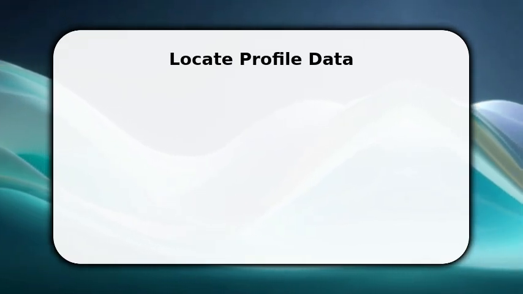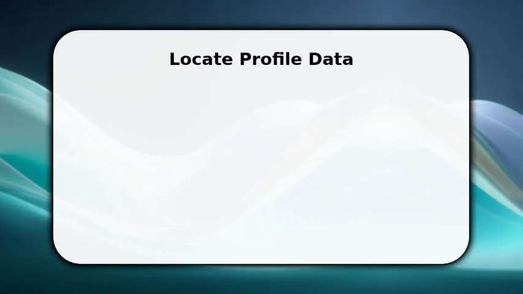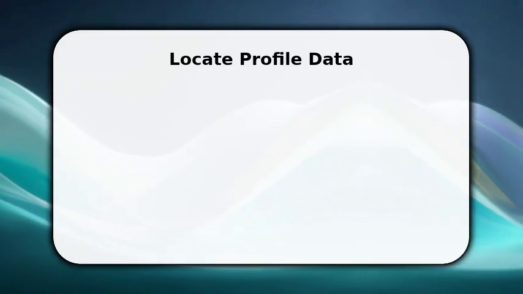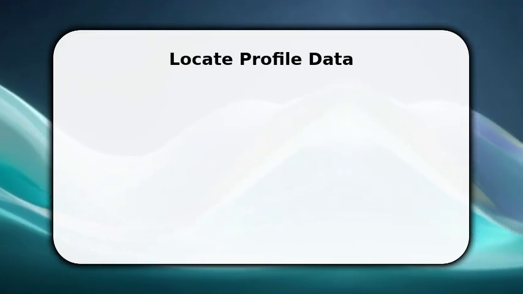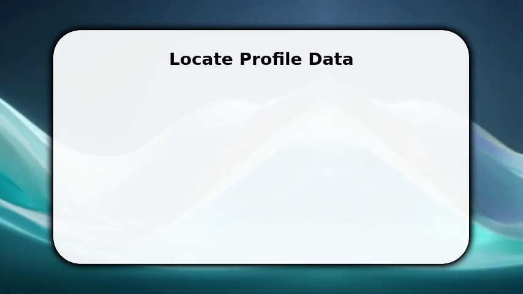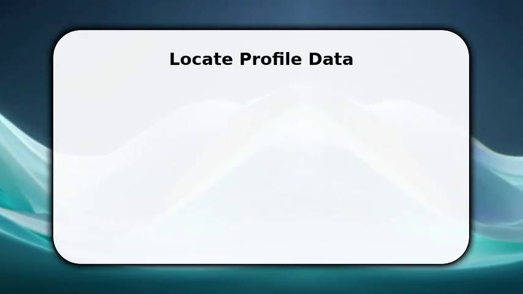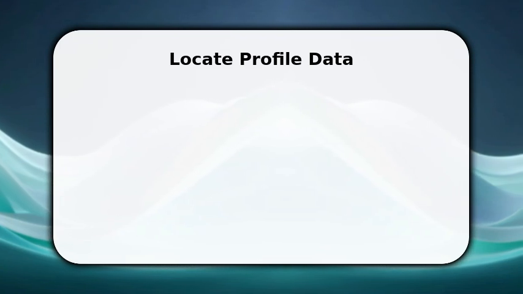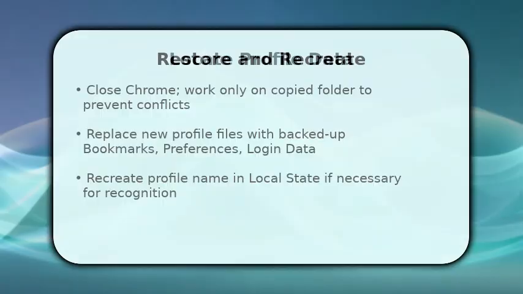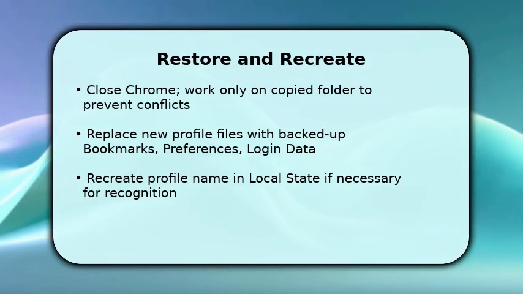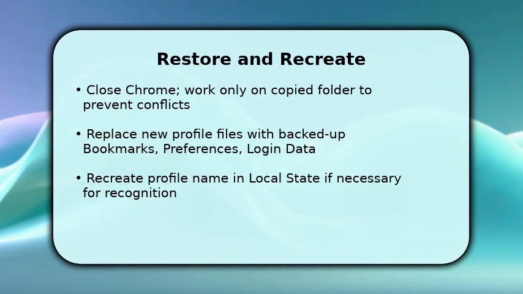Once located, check modified dates and look for bookmarks, login data, and preferences files. These contain your essentials. Make a copy of the entire user data folder to a safe location immediately, so any next steps are reversible. You must operate on the copied folder with Chrome fully closed to avoid corruption.